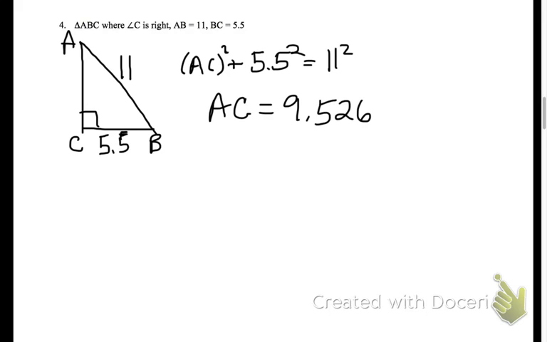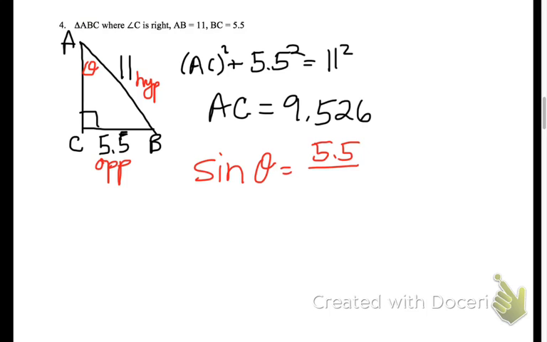How do we go about finding the angle measurement? Well, let's start out with angle A. If we call angle A theta, in relation to theta, we know the opposite is 5.5, and we know the hypotenuse is 11. The sine of theta is the ratio of the opposite, 5.5, to the hypotenuse, 11. And here we can use the inverse sine function to solve for the missing angle theta.